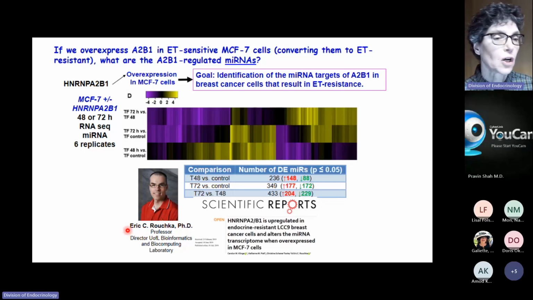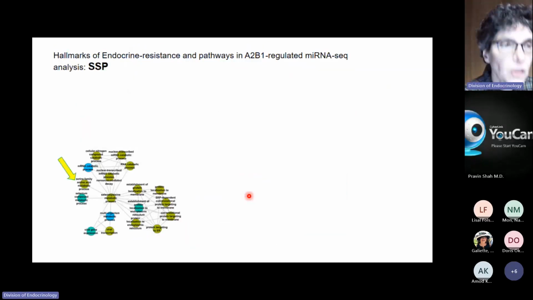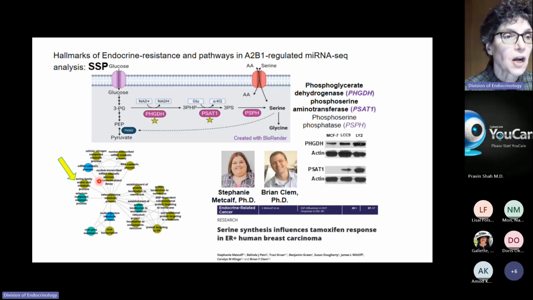And Dr. Eric Rouchka, who is a professor in biochemistry and molecular genetics, analyzed these data, and we identified differential expression of microRNAs at different time points after overexpression of hnRNPA2B1. And one of the pathways that we found associated with these differentially regulated microRNAs with A2B1 overexpression was the serine synthesis pathway. And that struck a chord with me because Dr. Brian Clem, who's also in biochemistry and molecular genetics, has been studying the serine synthesis pathway.